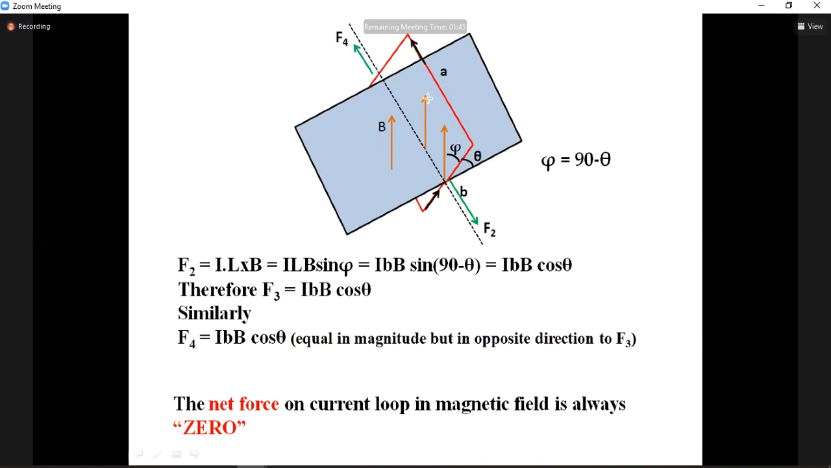So now we will discuss the turning effect of the body. Up to this point we calculated the force acting on each side of the loop of a wire, and now we will see how it will create the turning effect on a body.